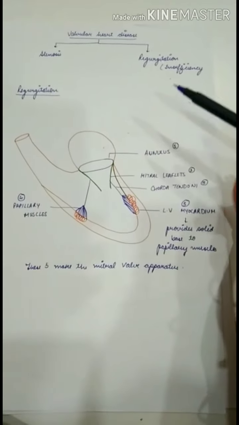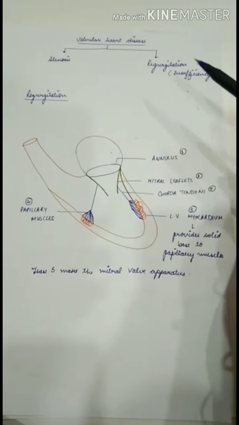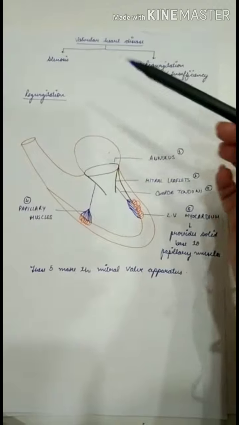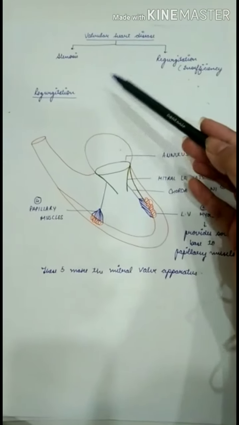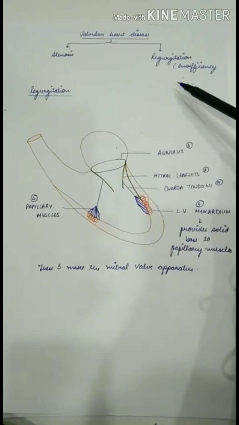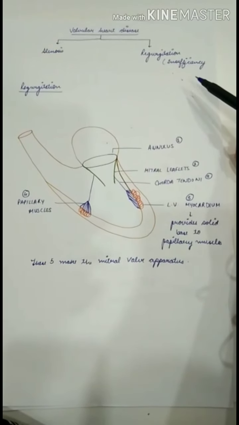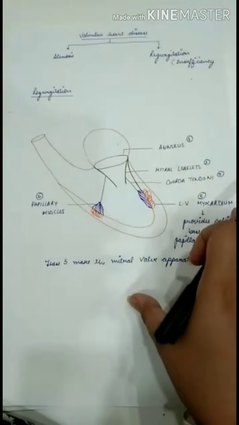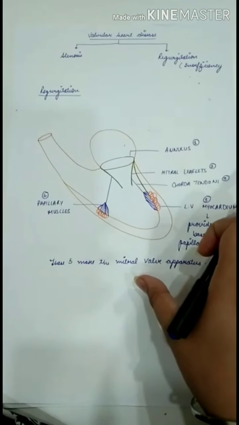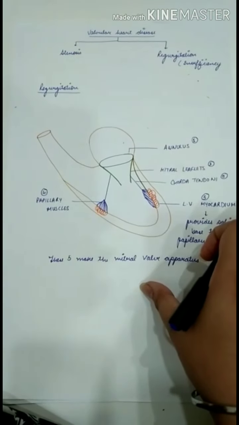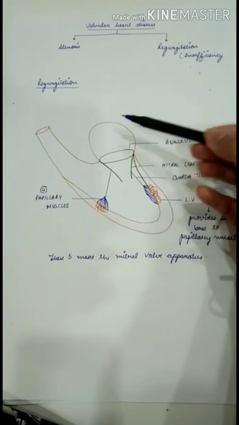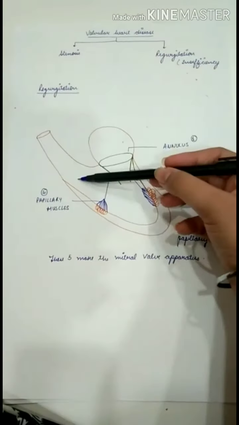So, primarily, they are divided into stenotic problems and the regurgitant problems. A valve can undergo stenosis or regurgitation. Regurgitation is also known as valvular insufficiency. Now, as I've drawn the left side of the heart here, I'm going to be talking about the mitral valve regurgitation. This is the left atrium, the left ventricle, and the aorta.